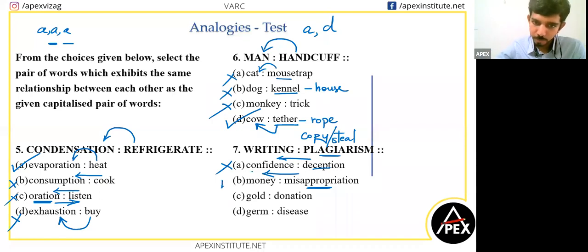You've taken it from one account and put it in another account or in your own account. So this relationship is the same as plagiarism and writing. You are stealing someone else's work and putting it into your own thing. Donation is the opposite of stealing, so this is incorrect. And germ and disease are cause and effect, so this is also incorrect. So you have A, comma D, comma B.